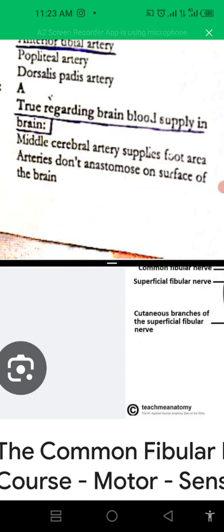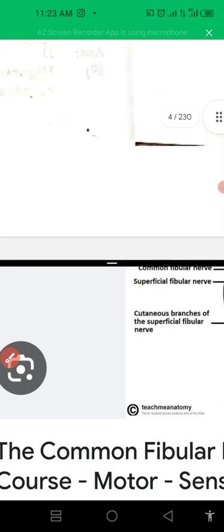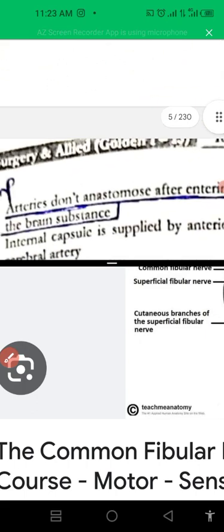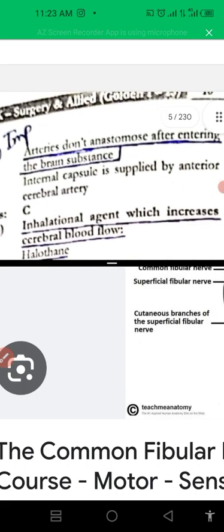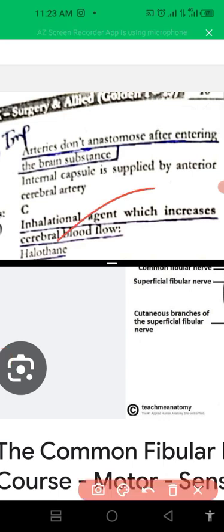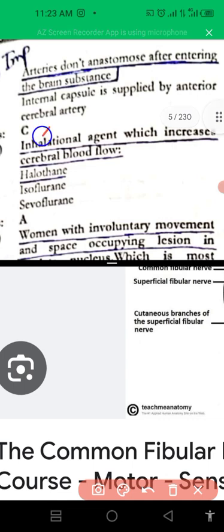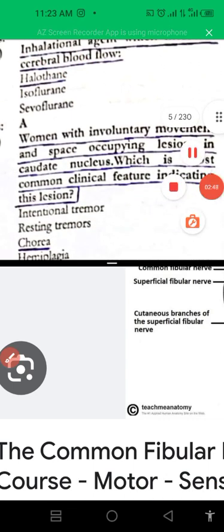Next statement: arteries don't anastomose after entering into the brain substance. Yes, that's the correct answer. Another one is the inhalation agent which increases cerebral blood flow, which is halothane. Halothane increases cerebral blood flow.